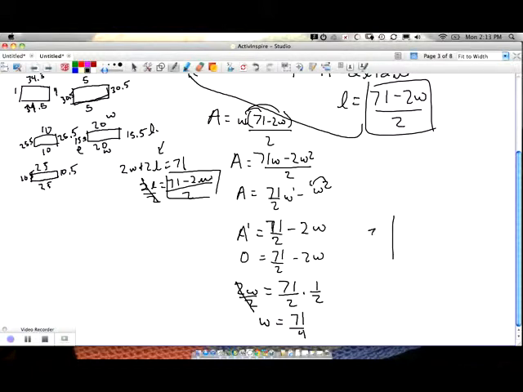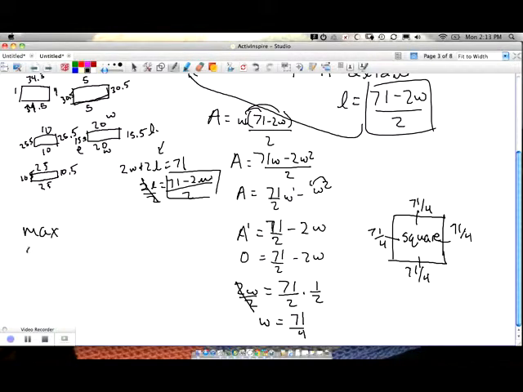That's interesting. That means that this side's 71 over 4, and this side's 71 over 4. So I'm basically taking that 71 and splitting it into 4 pieces equally. So what that means to me then is, I have these 4 pieces, they're all the same. That's a square.